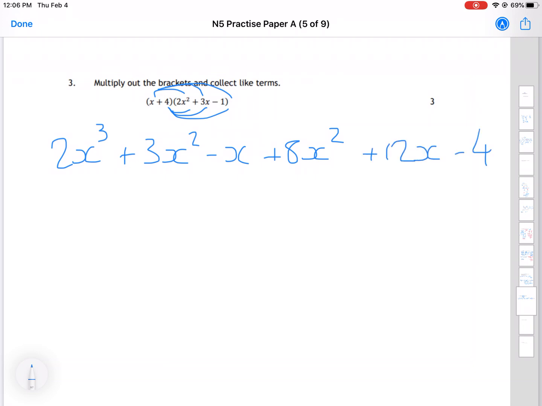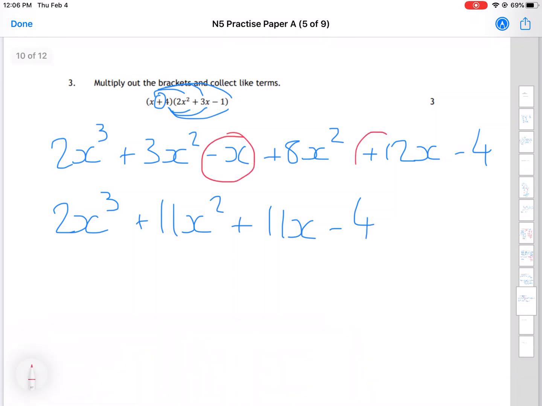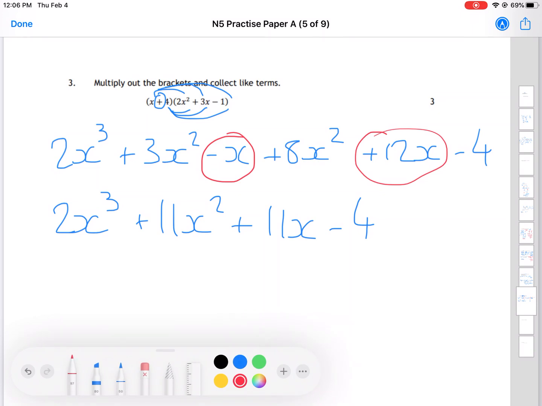Again, we saw one of these in the December course assessment. The only difference was that the term in the first bracket, the second term, was a negative, which meant you had to multiply through by the negative as well. So, collecting all these together, we only have 1x cubed. 3x squared plus 8x squared is 11x squared, minus x plus 12x is plus 11x, and then the minus 4. Be careful when you're adding these together: minus 1 plus 12 gives us the plus 11x.